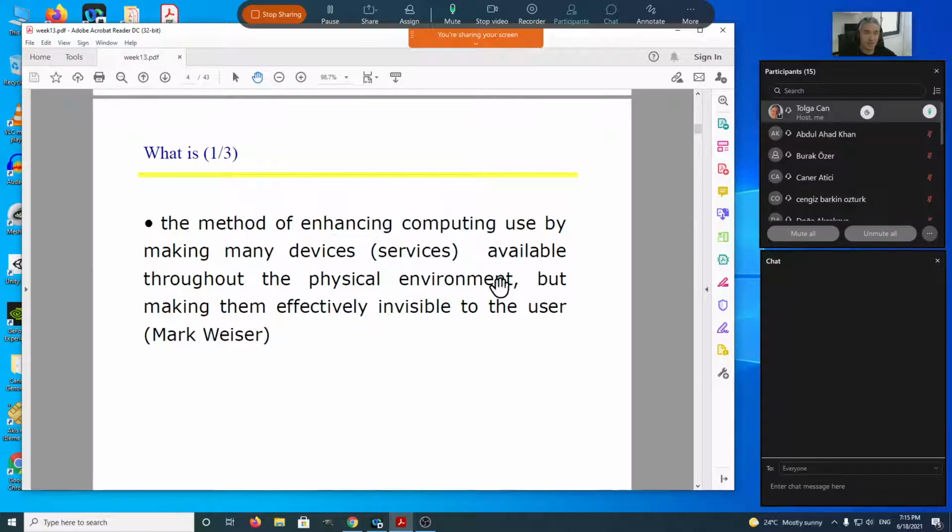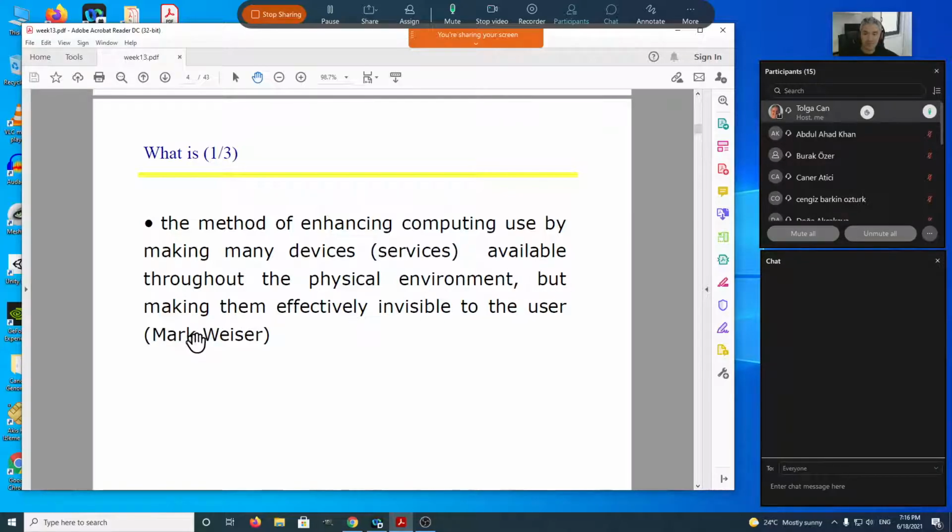For example, we can use our smartphone as a remote controller for the TV. The TV may be connected to the internet, it may be connected to your tablet. So all these different services, like printing services, being available, and if you make those computing services available around the physical environment, and they become invisible, they are embedded in your physical environment, we call this basically ubiquitous computing.